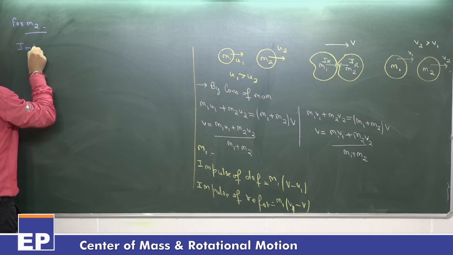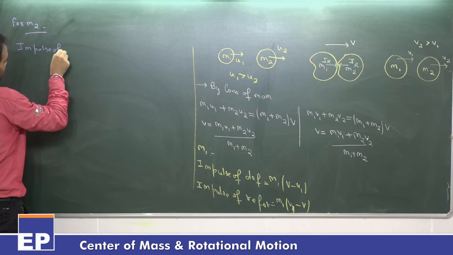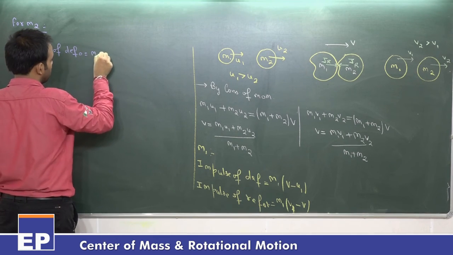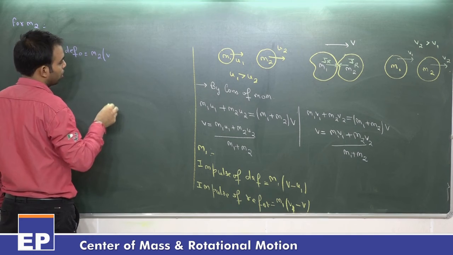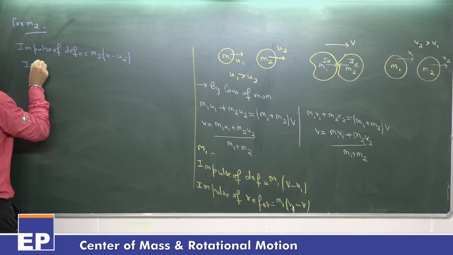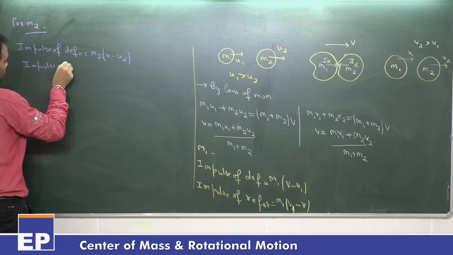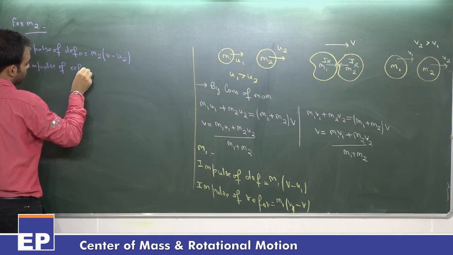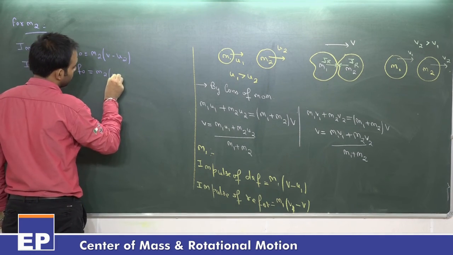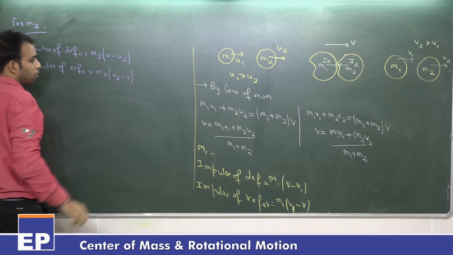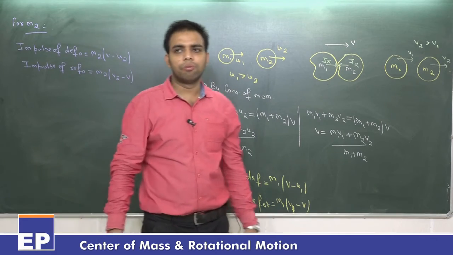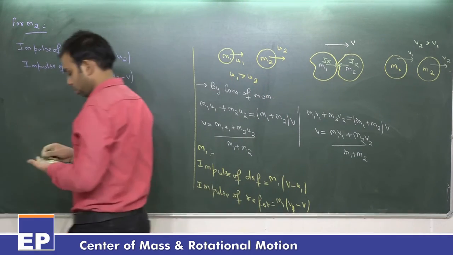That is m2 into v minus u2. And what is impulse of reformation? m2 into v2 minus v. Right. So these are the impulse of deformation and impulse of reformation here.